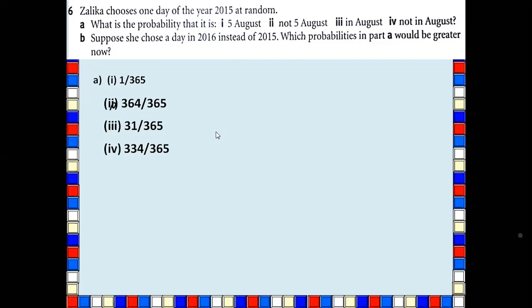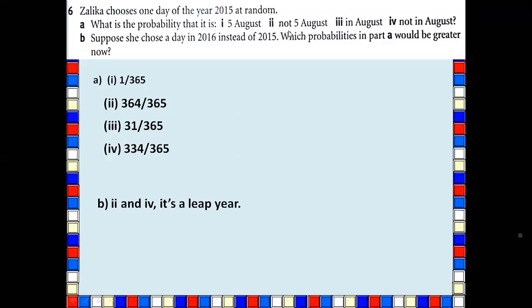So it's not 5th of August. Actually, 2 parts are going to be changed: not in August, and not 5 August. It's going to be greater, because there's an extra day in that year. Excellent. So those 2 are going to change. We're going to have a different or larger amount.